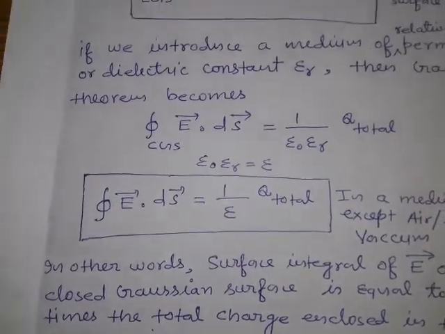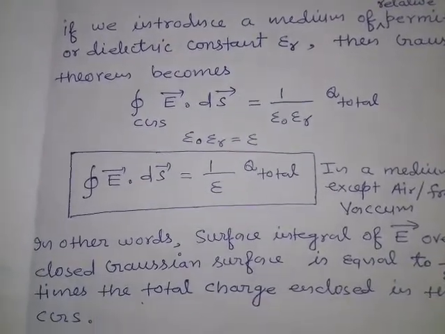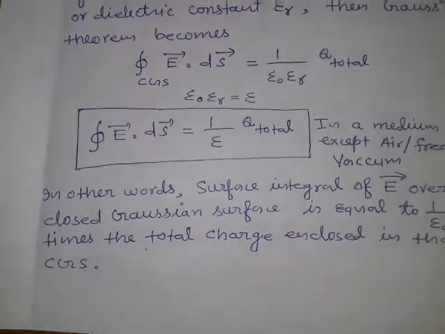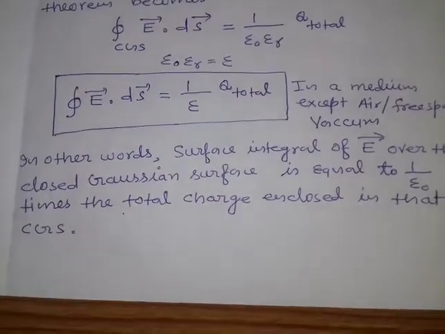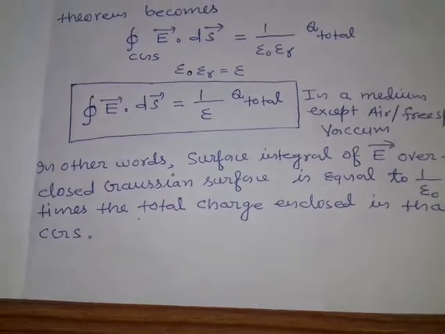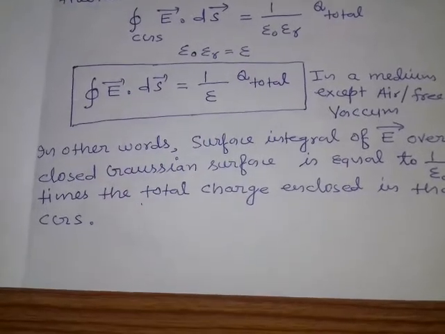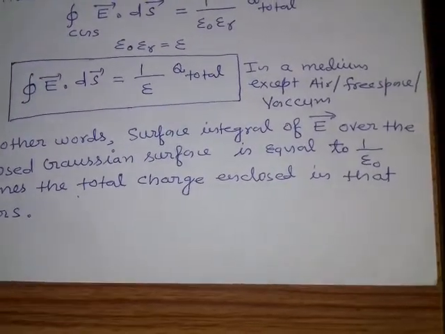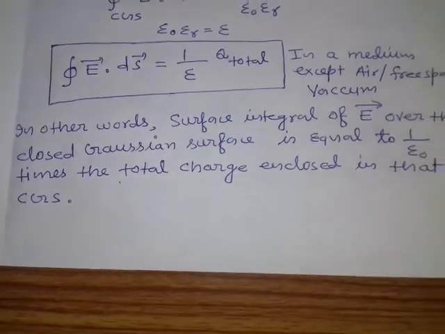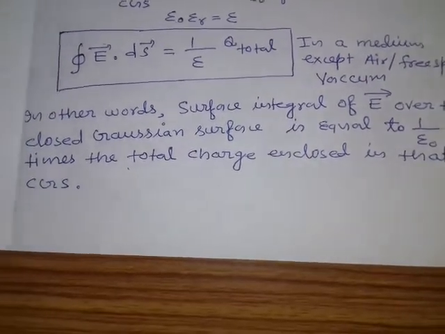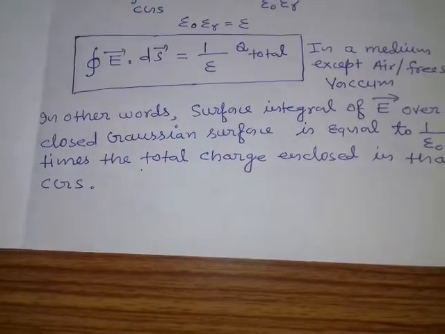You can see the mathematical expression. What you see, integral over a closed surface E dot ds, is also known as the surface integral of electric field over the closed Gaussian surface. So we can summarize this Gauss theorem in other words: the surface integral of electric field intensity over a closed Gaussian surface is equal to 1 upon epsilon naught times the total charge enclosed in that Gaussian surface.